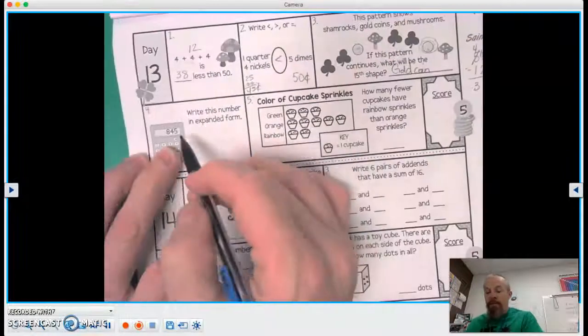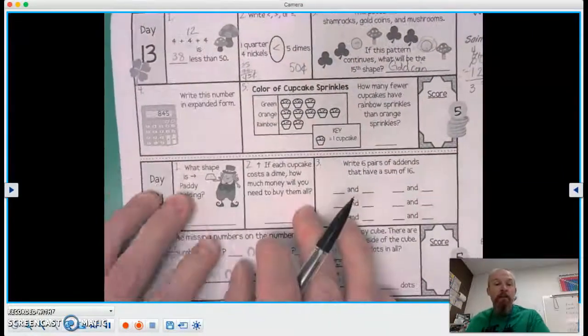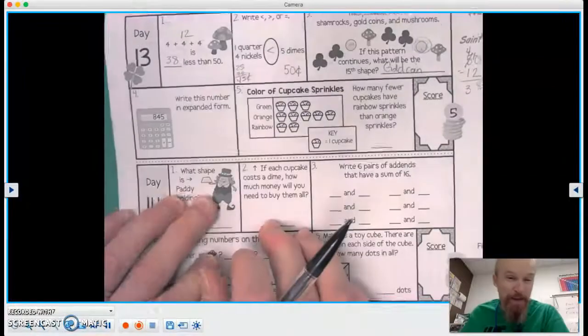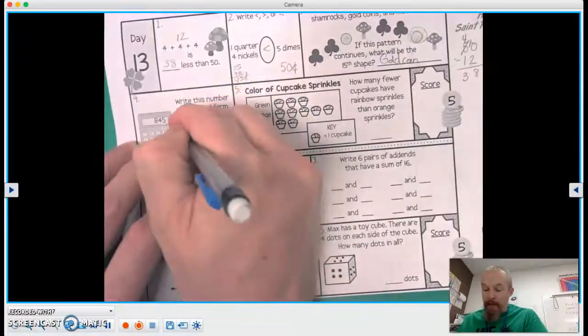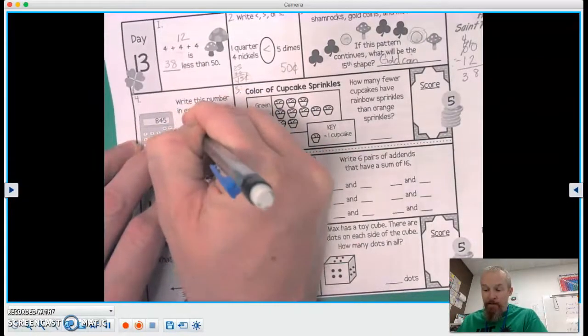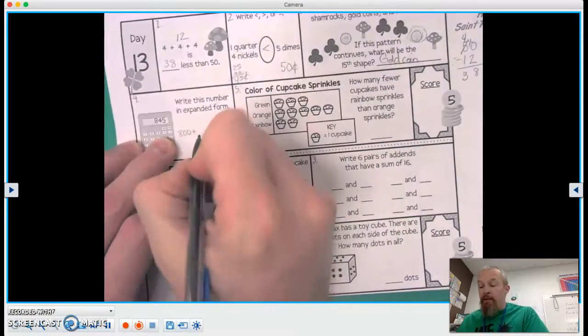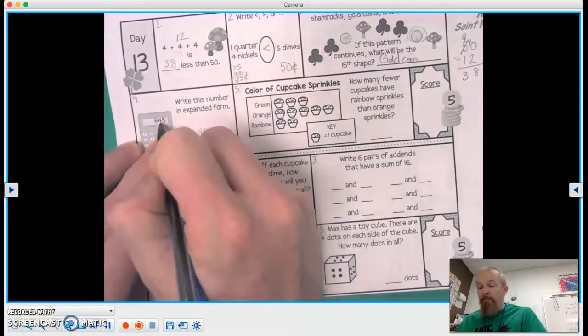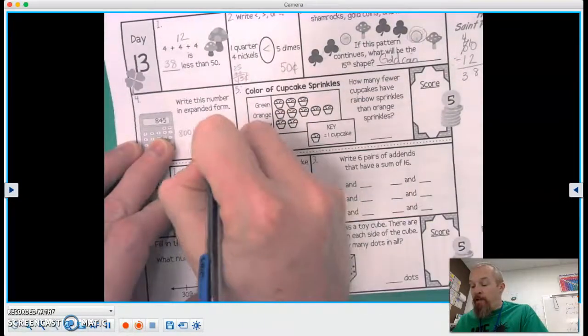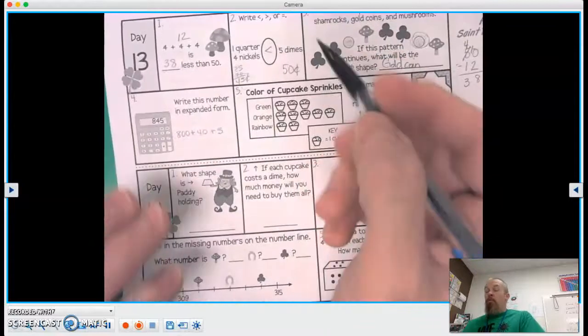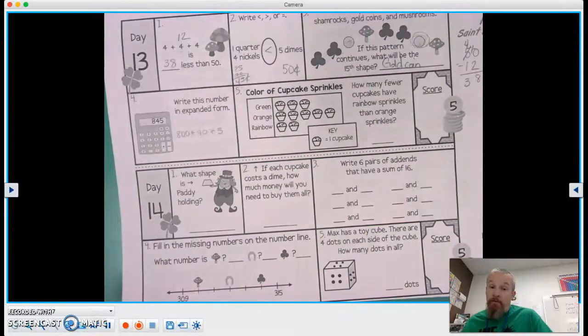Write this number in expanded form. So we're going to write the number 845. Expanded form would be 800. Okay, we're going to expand it out into the hundreds, the tens, and the ones. 800, and then it's plus 40. And then it's 5 more. So we're just putting it into our place value, right?